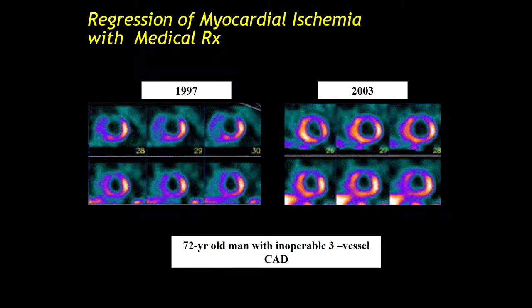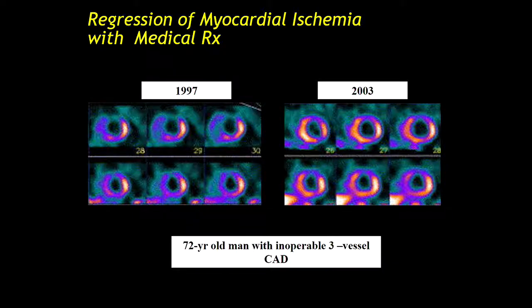Here is a patient who in 1997 was put on very intensive medical therapy because he had inoperable three-vessel CAD. And the perfusion scan done in 2003 shows a substantial and striking improvement in myocardial ischemia.